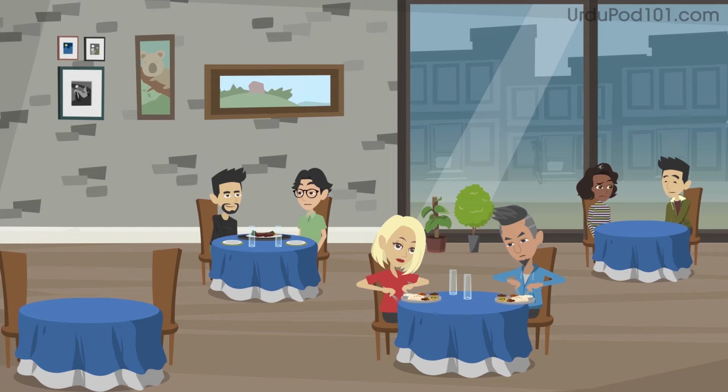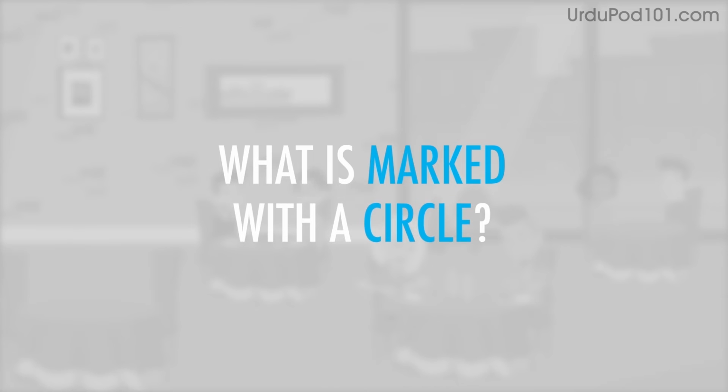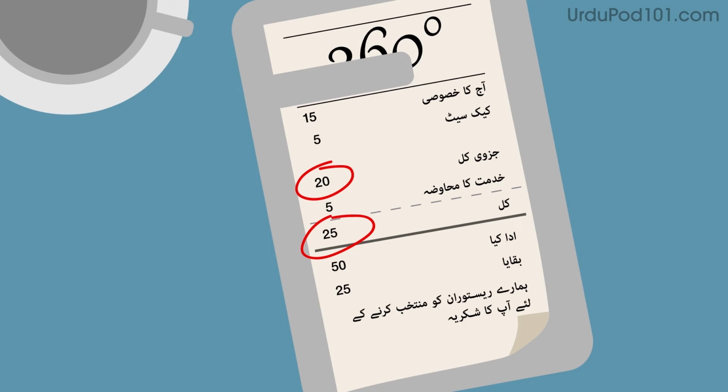You just had lunch, paid and received your receipt. What is marked with a circle?